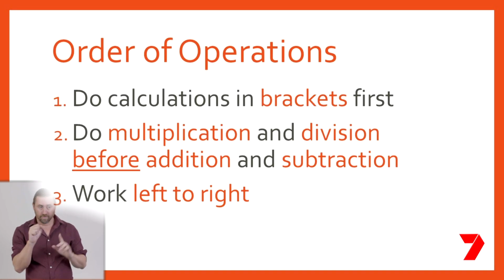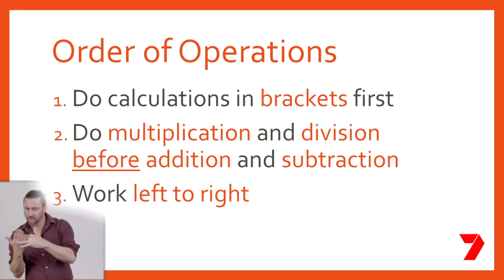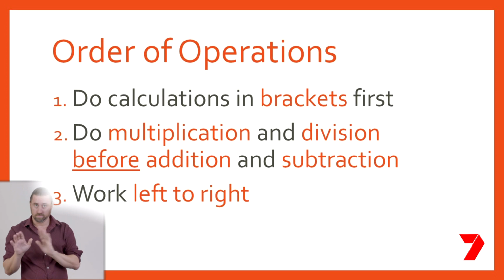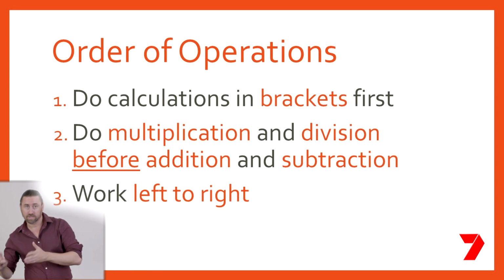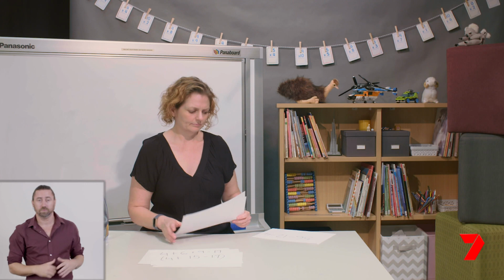The rules we need to follow are: calculate expressions in brackets, solve any multiplication or division working left to right, and solve any addition or subtraction working left to right. Because the brackets are always calculated first, we need to be very careful to have them placed carefully within the expression. Let's look at this example.